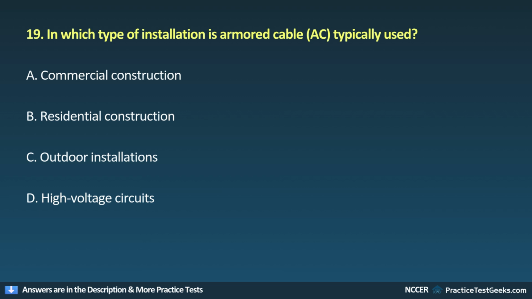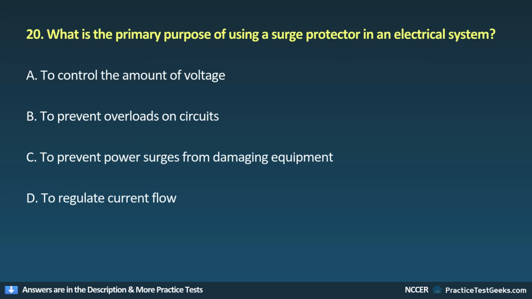19. In which type of installation is armored cable, AC, typically used? A. Commercial construction. B. Residential construction. C. Outdoor installations. D. High voltage circuits. 20. What is the primary purpose of using a surge protector in an electrical system?